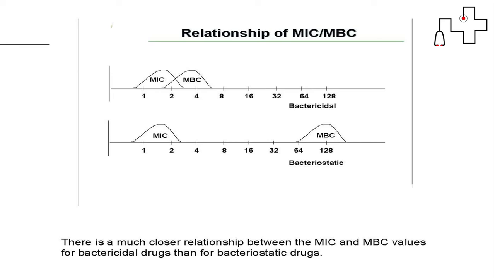So if MIC and MBC are very near to each other, for example MIC is 2 and MBC is 4, that particular antibiotic is bactericidal. And if the MIC and MBC are far away from each other, as shown in the second line graph, MIC is nearly 1.5 and MBC is near 128, that antibiotic is bacteriostatic. So there is a much closer relationship between MIC and MBC values for bactericidal drugs than for the bacteriostatic drugs. We can see in this first line that MBC and MIC are very close in the bactericidal antibiotics.